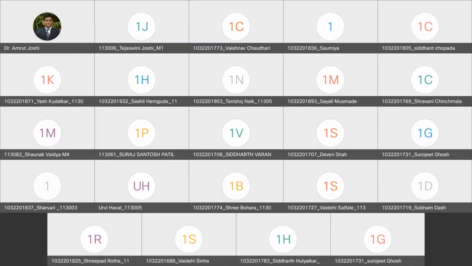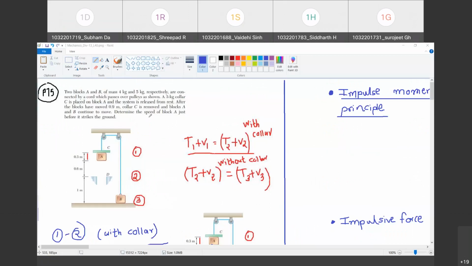Two blocks A and B of mass 4 kg and 5 kg respectively are connected by a cord which passes over pulleys as shown. A 3 kg collar C is placed on block A and the system is released from rest. After the blocks have moved 0.9 meter, collar C is removed and blocks A and B continue to move. Determine the speed of block A just before it strikes the ground.